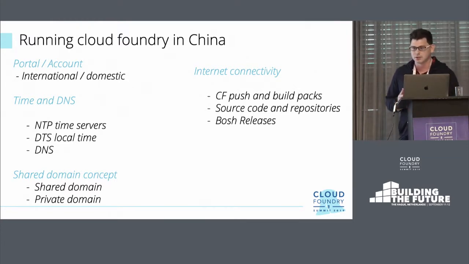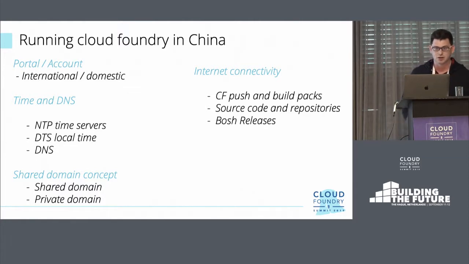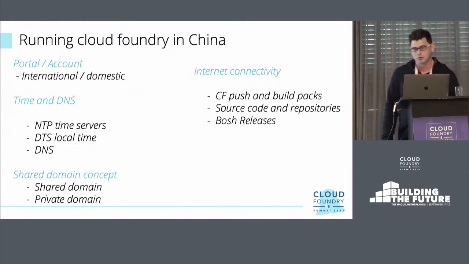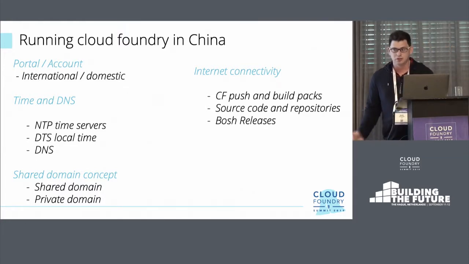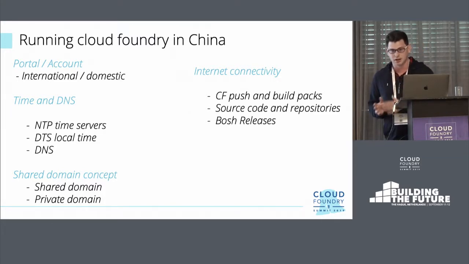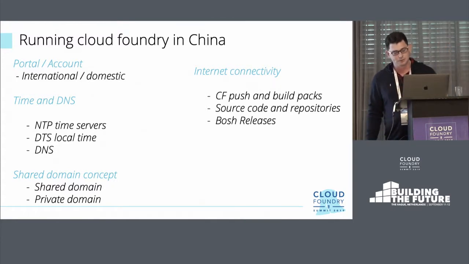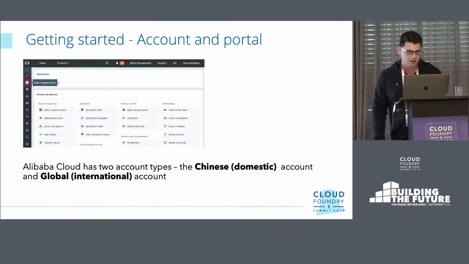Source code and repositories. If you are relying on different source code and repositories and you want to build in China, you should also think about how you can make those repositories closer. And of course, the Bosch releases themselves, those that Bosch uses to deploy the VMs, also need to be closer to your deployment. But there are some options; some solutions exist to actually work it out. Okay, getting started.